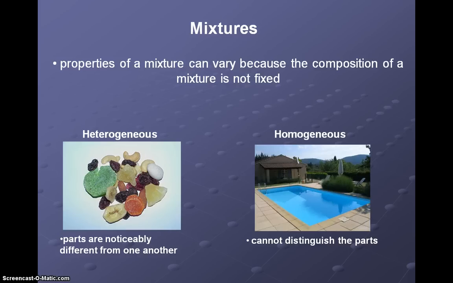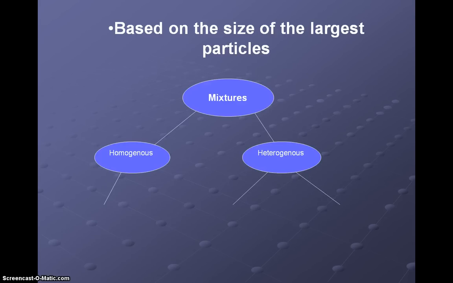A homogeneous mixture is one that you cannot distinguish the parts. So homo means the same. So a homogeneous mixture is a mixture that looks the same throughout. All right, so then we can subdivide them even further. So all homogeneous mixtures are called solutions. So solutions look the same throughout.